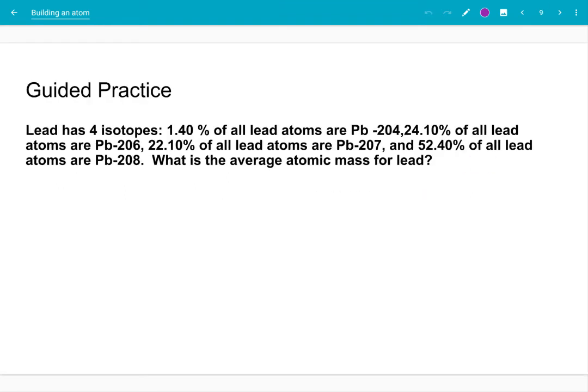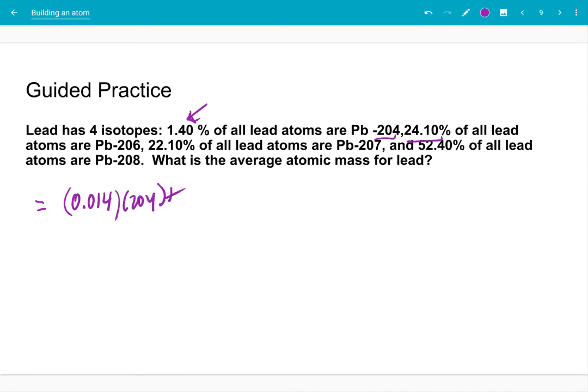I do have one practice problem here. I want to make sure you know how to do it. It's finding lead's average atomic mass, knowing it has 4 different isotopes. I do want you to pay attention, as sometimes those really small numbers are the ones that get messed up. So let's go ahead and do this. We're going to take that decimal, 0.014, and multiply that by my mass of 204.